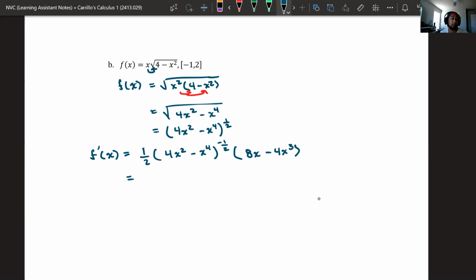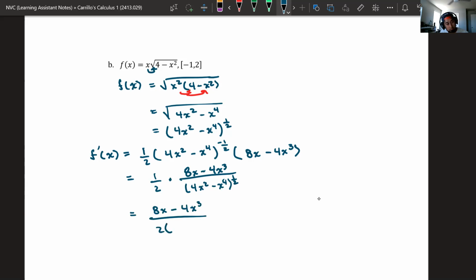So now I got to clean this up because remember we have to set this equal to 0 and solve. So I know this negative exponent tells me to reciprocate the base of that exponent. So I'm going to pull that 4x squared minus x to the 4th down to the denominator. So we have 8x minus 4x cubed over 4x squared minus x to the 4th to the 1/2. And then just making it one fraction, we have 8x minus 4x cubed all over 2 times 4x squared minus x to the 4th to the 1/2.